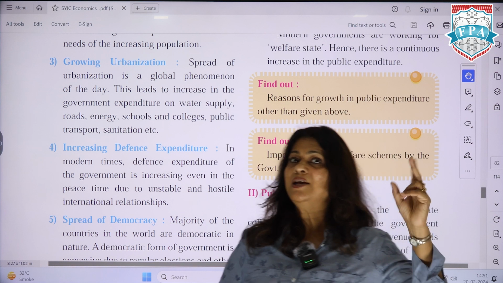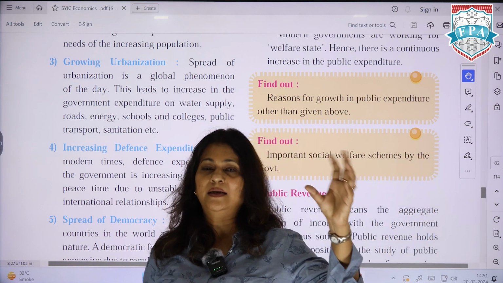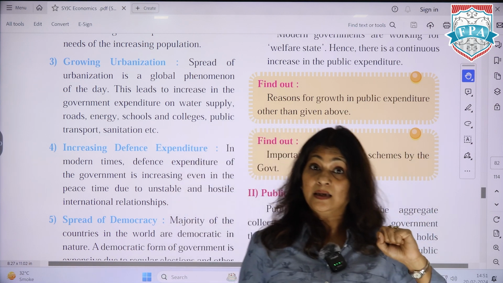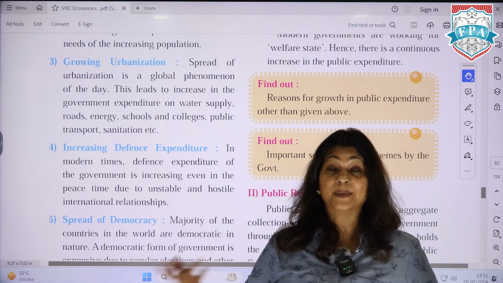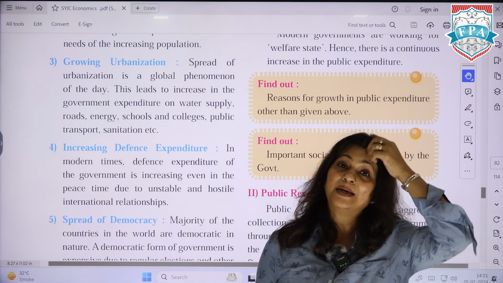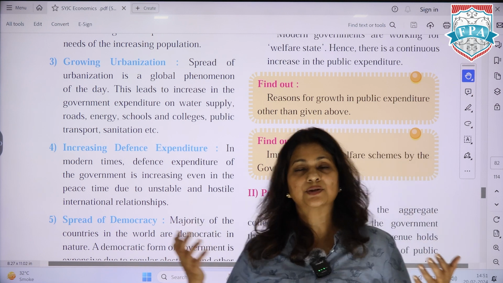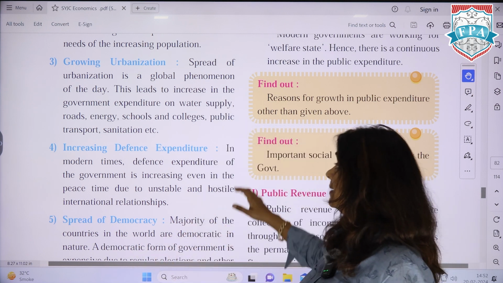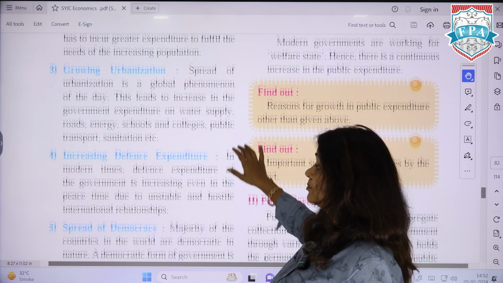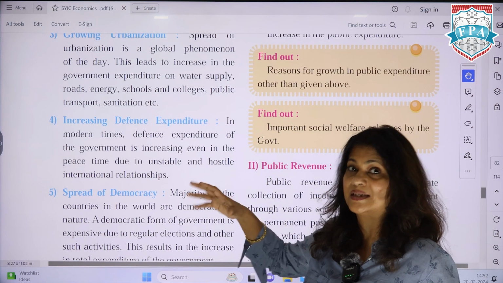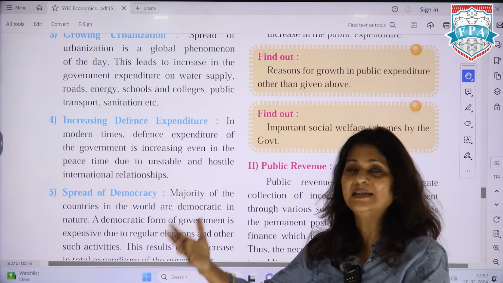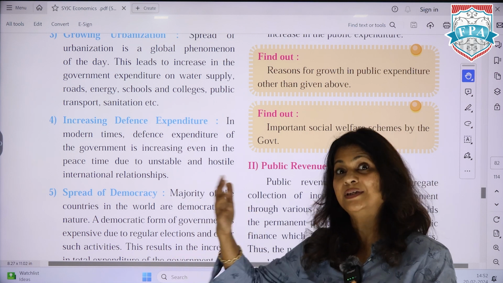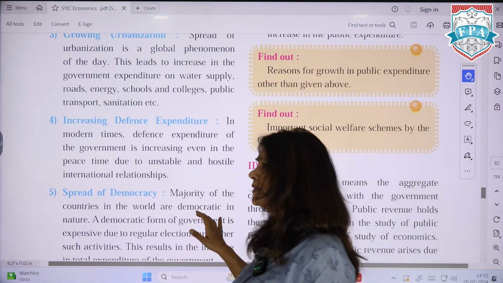Second, the population of the country has increased, right? Third, with growing urbanization, the government has to spend on energy, roads, transport. The government has to spend money on defense. The government has to spend money for taking care of the disasters which can happen. So disaster management, but there are expenditures.